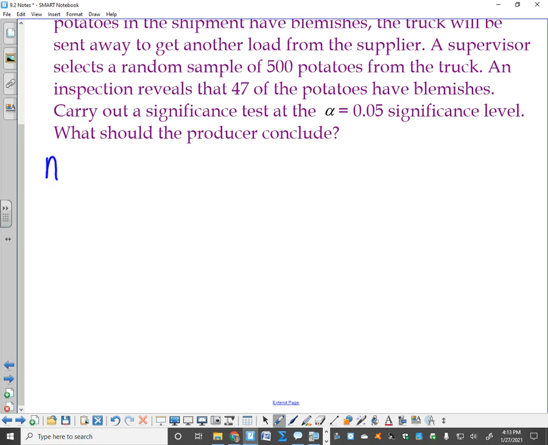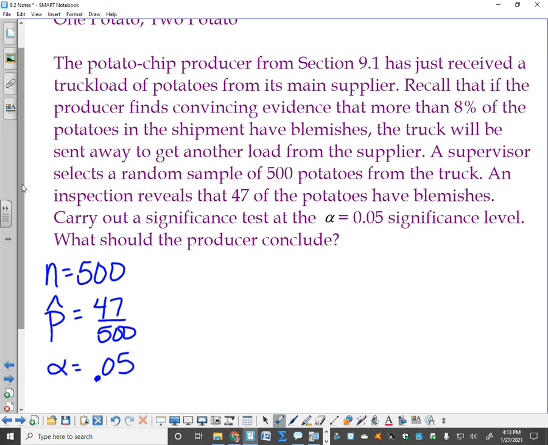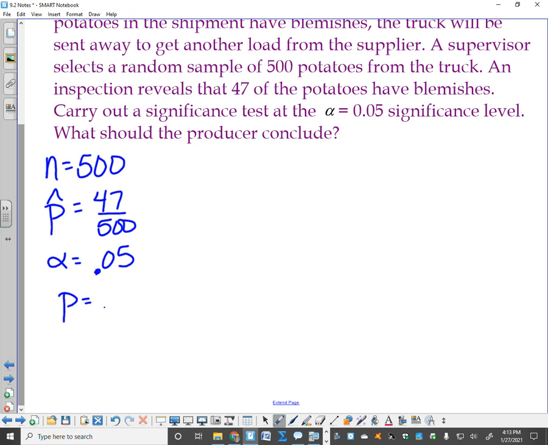So I have a sample of 500 potatoes, so I know that n is 500. An inspection reveals that 47 of those 500 have blemishes, so p hat is 47 over 500. Alpha is 5%, and the mothership is 8%, so p is 8%. Okay, pause me. Do your two housekeeping things, do your conditions, see if you can get your test statistic, see if you can find your p-value, write your null and your alternate, and write your conclusion. See what you can do without me, and then hit play.